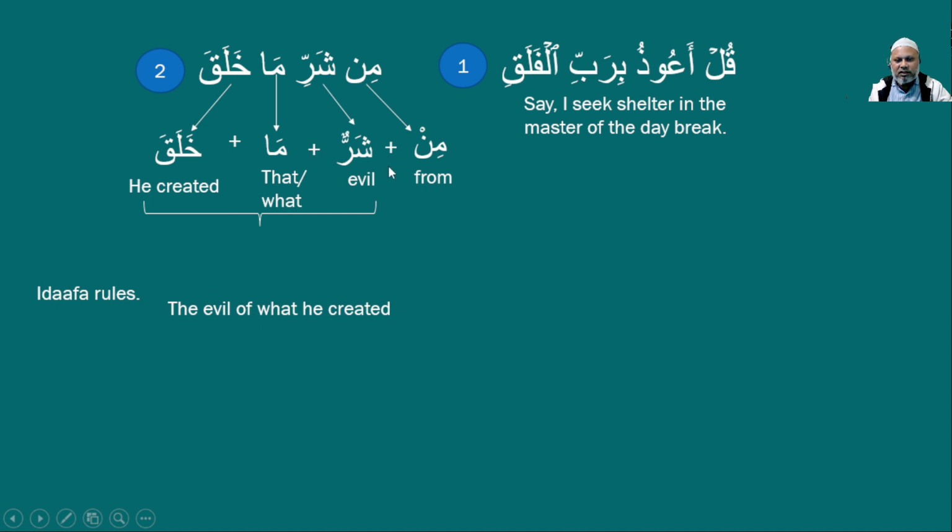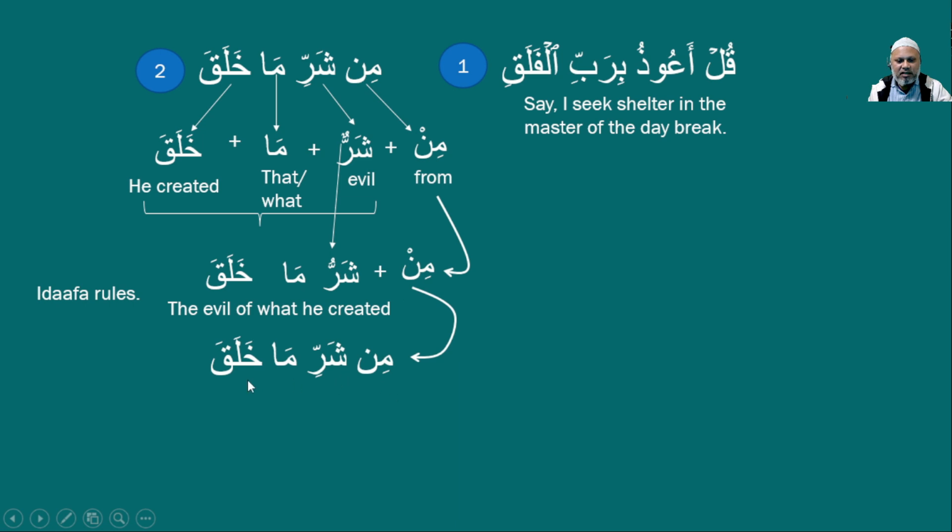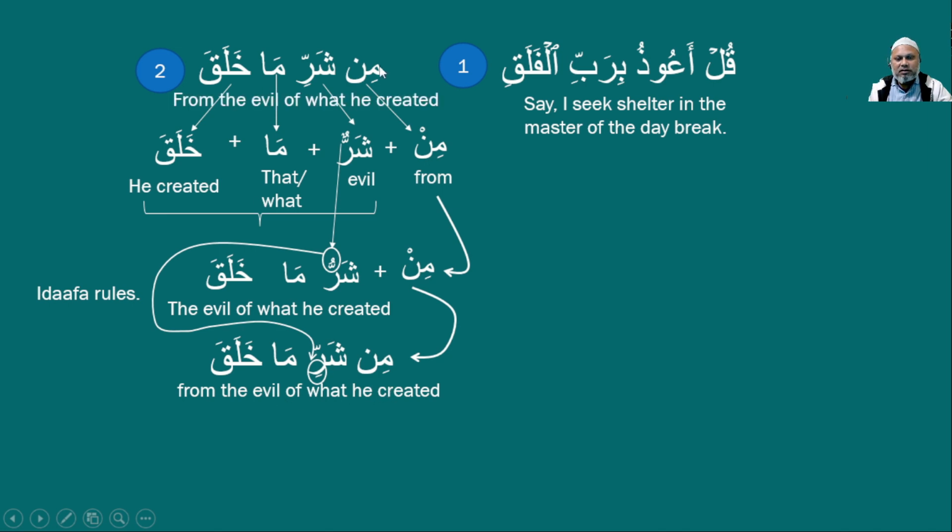So by idafa rules, sharrun will be sharru: sharru ma khalaqa. Now put min before this phrase. It will be min sharri ma khalaqa, from the evil of what he created. The sharru again becomes sharri because of this min. So min sharri ma khalaq means from the evil of what he created. So say, I seek shelter in the master of the daybreak from the evil of what he created.